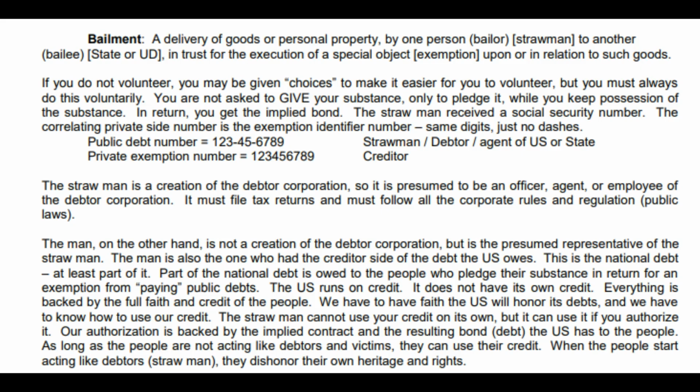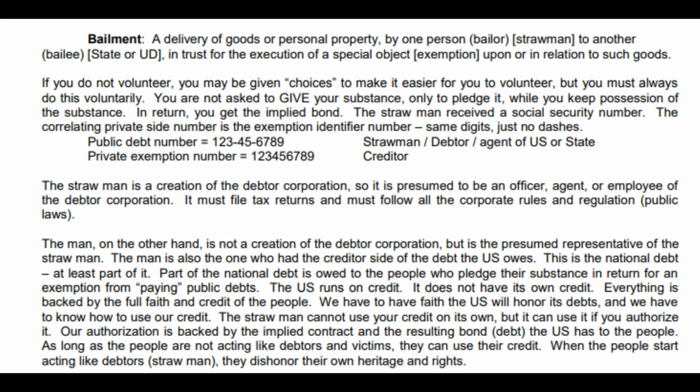A bailment, a delivery of goods or personal property by one bailer, strawman, to another bailee, state, or U.S., in trust for the execution of a special object, exemption upon or in relation to such goods. If you do not volunteer, you may be given choices to make it easier for you to volunteer, but you must always do this voluntarily.